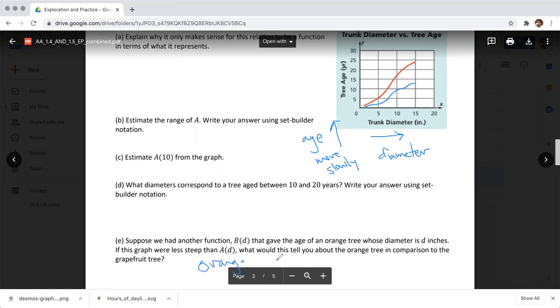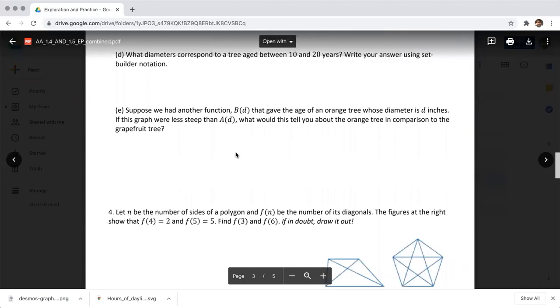Orange tree grows faster. Now that's a little bit weird because normally when we think of something being less steep, we think slower, and that makes sense. But because of what the input and the output are here, actually what's happening is that the diameters are increasing less quickly with respect to age, but really what that means is, look here, this thing has reached 15-inch diameter in only 12 years. And this one, it took 24 years. So it's actually growing twice as fast, which is kind of an interesting thing there.